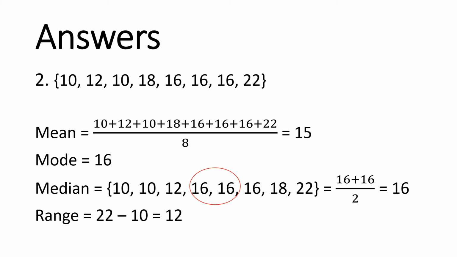Our range is our highest value minus our smallest value. So 22 minus 10 equals 12. The range equals 12.